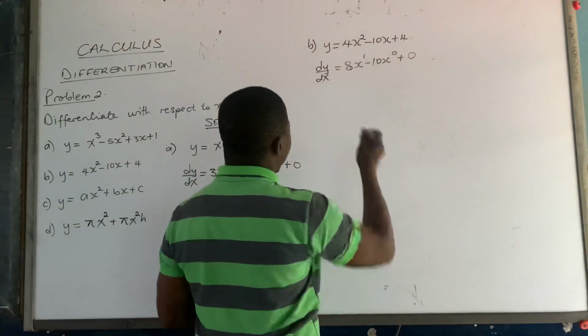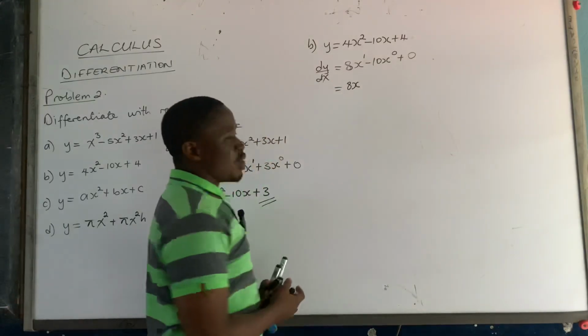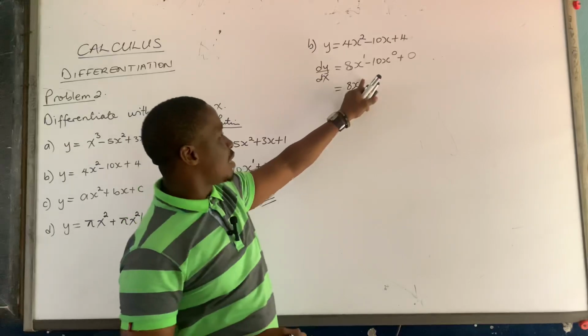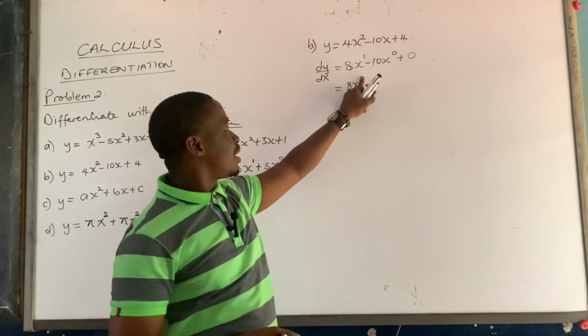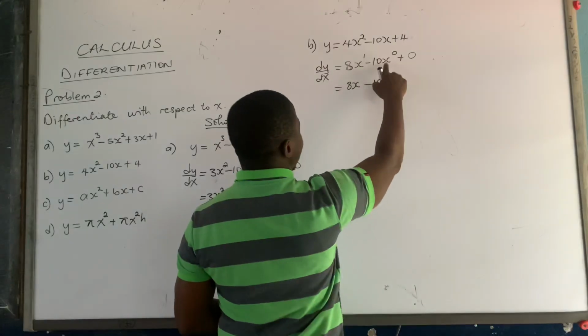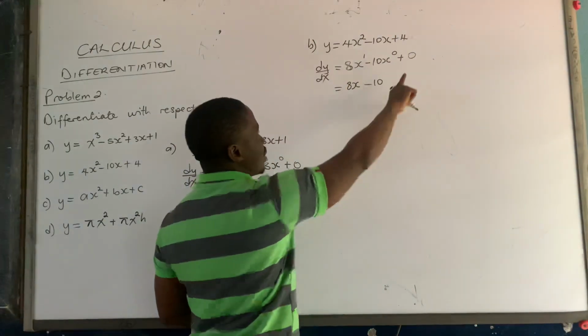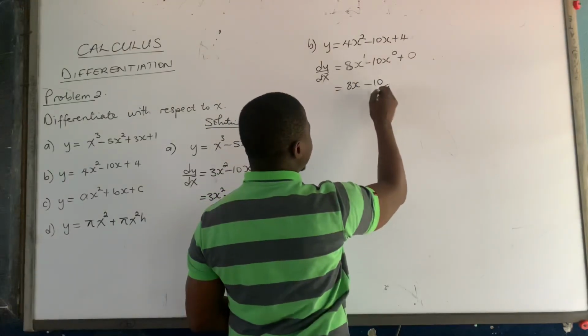So the next thing we do is 8x. We don't have to write the 1 again because the power as 1 we ignore. So minus 10. X to the power of 0 is 1. 1 times minus 10 is minus 10. We ignore this one. So this is what we get.